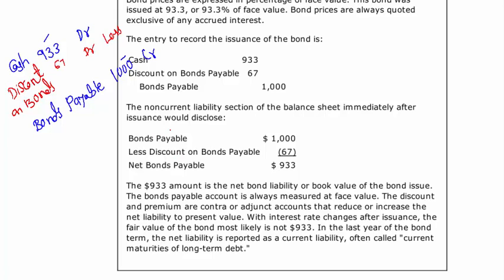The non-current liability section of the balance sheet immediately after issuance would disclose the net bond value. So your bond liability is 1000, but it is in the future. This is the face value and the future value after 4 years. Then you have to show your net bonds liability. So the non-current liability section shows like this. Total bonds payable is $1,000 less discount $67, and $933 is your net bonds payable. Okay, net bonds payable. Any doubt here?